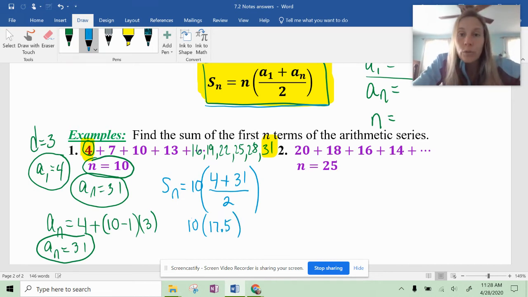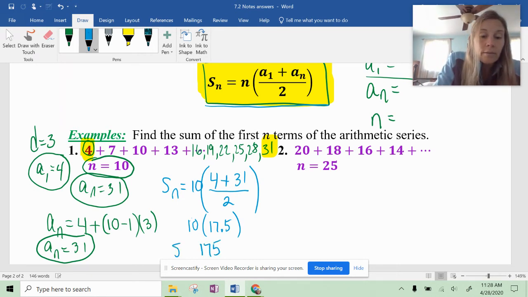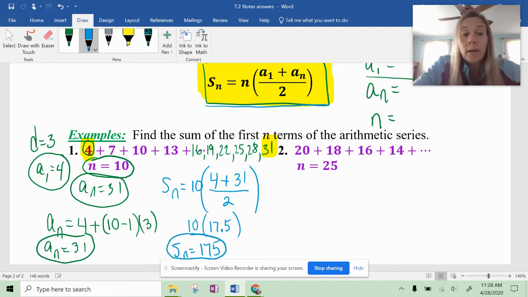Once you average those 2 terms together, you're just multiplying it by the number of terms that you were adding up. In this case, it was 10. So 17.5 times 10 is going to be 175. So the sum of that series, the first 10 terms of it, would be 175.